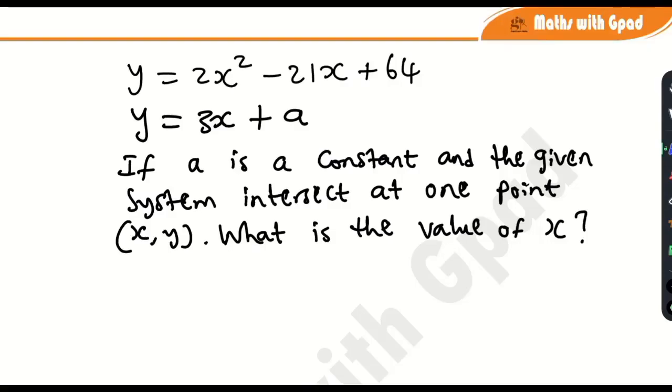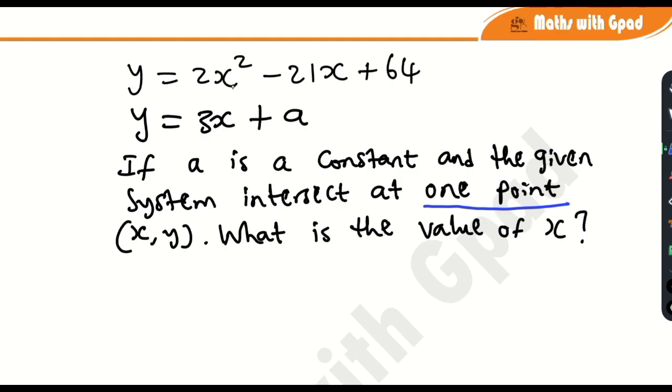Hello people, let's solve this question which says y is equal to 2x squared minus 21x plus 64, y is equal to 3x plus a, if a is a constant and the given system intersect at one point. Emphasis on this one point, x comma y. What is the value of x?